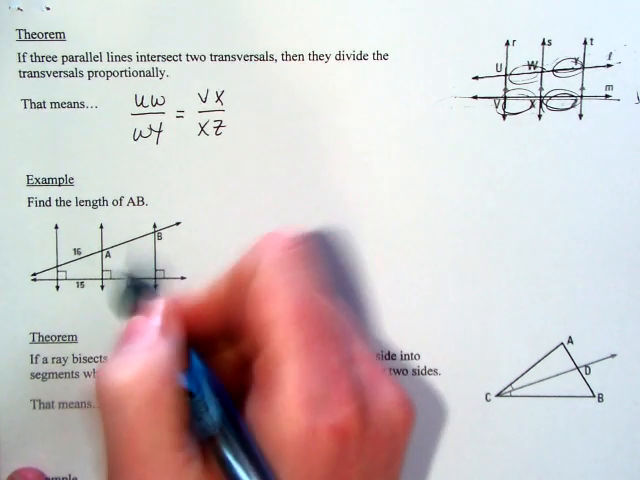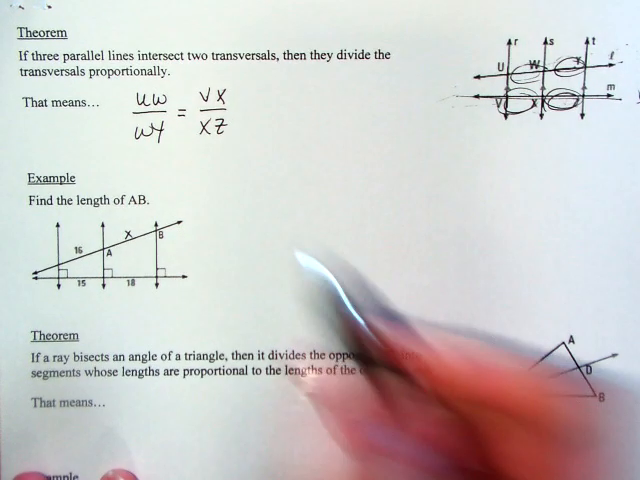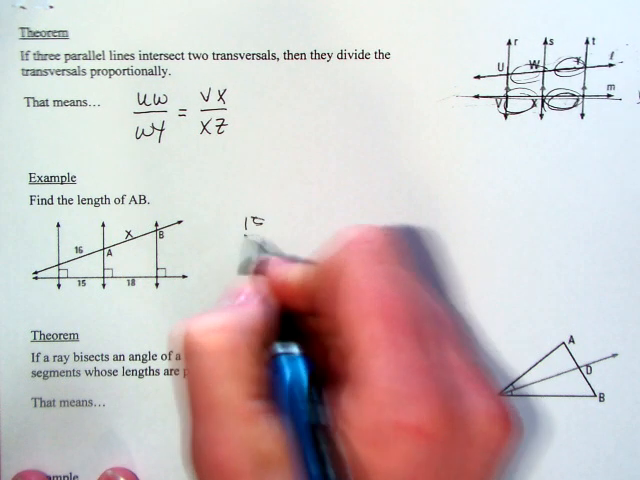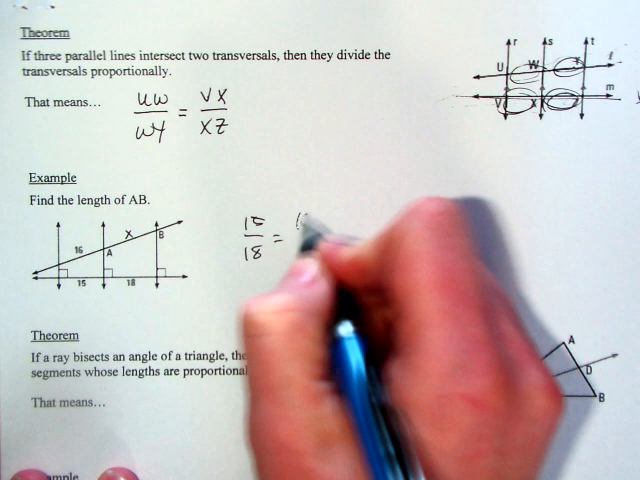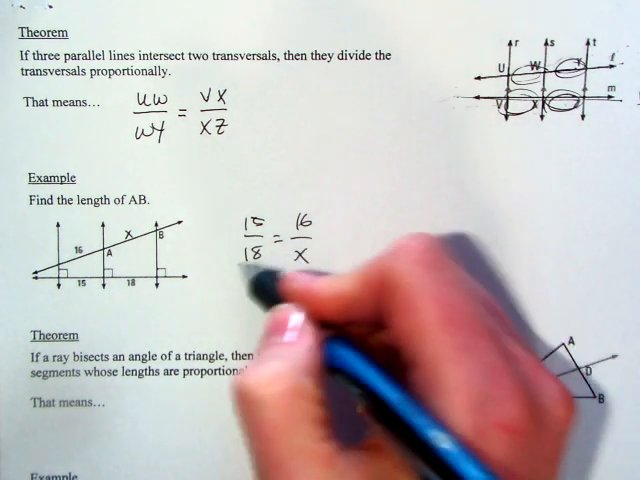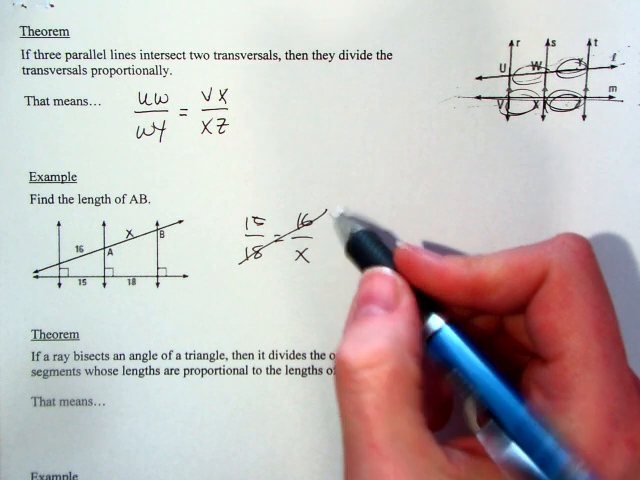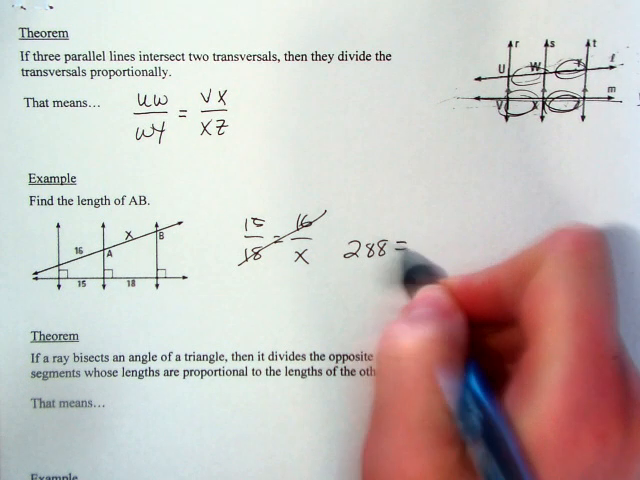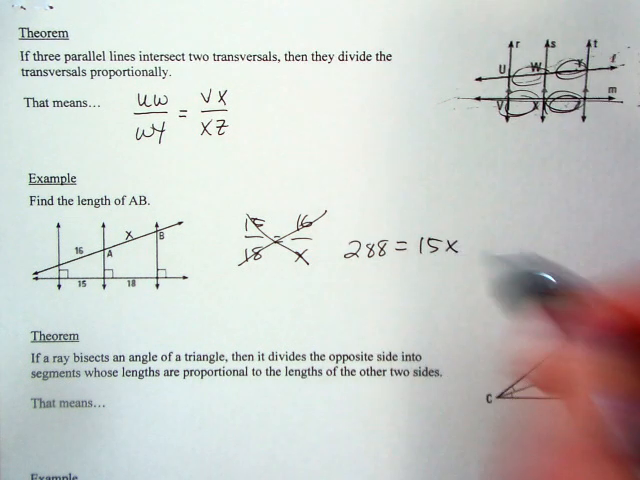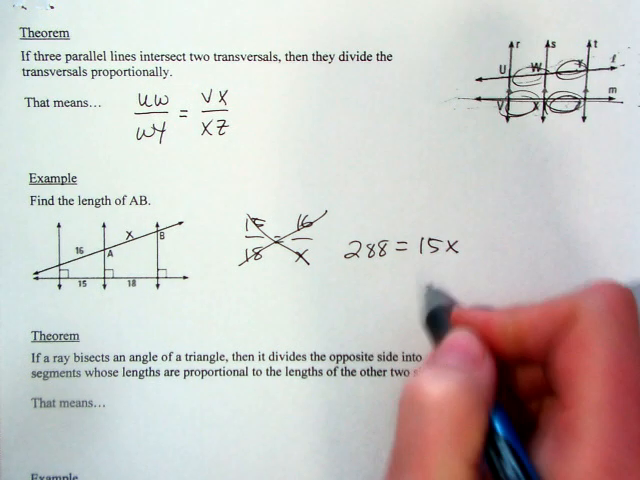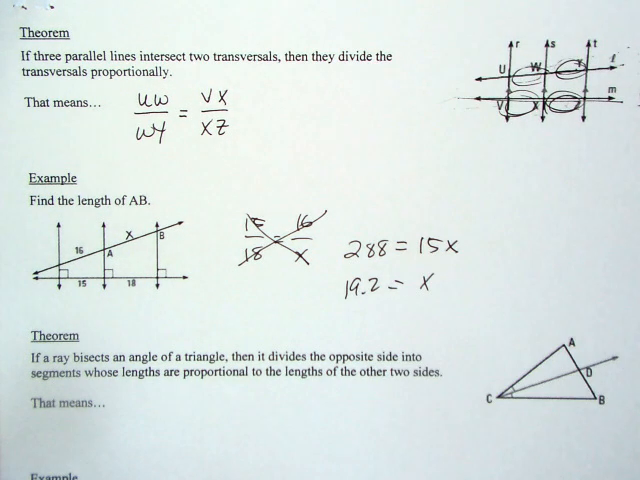So in order to do this guy, to find AB, I'll put an X there, and I'll just go 15 to 18 is 16 to X. And we'll solve that. So 18 times 16, sorry while I cheat on my calculator, and then 15 times X, and then divide by 15. So X is 19.2. Okay?